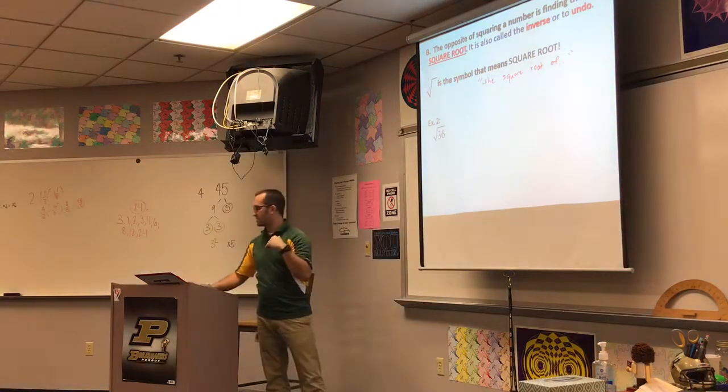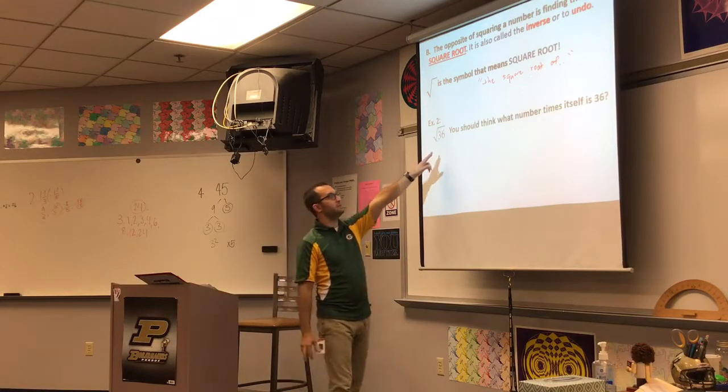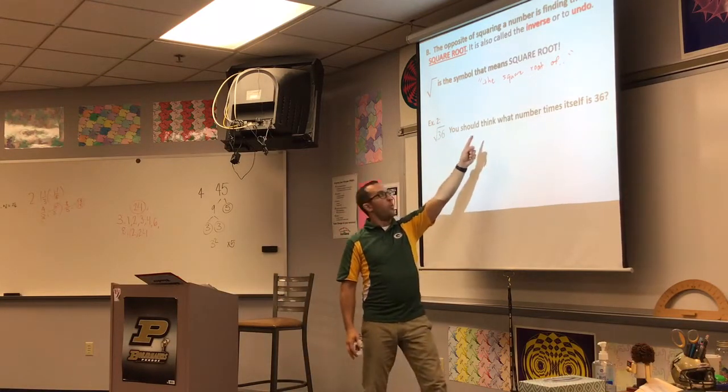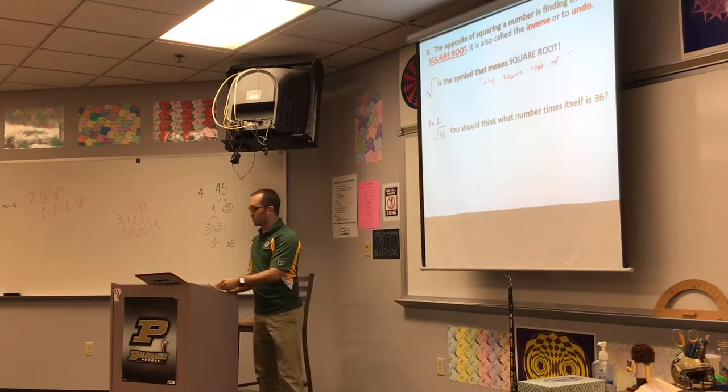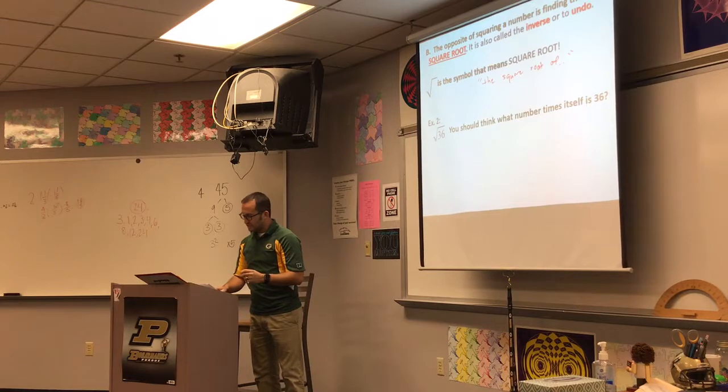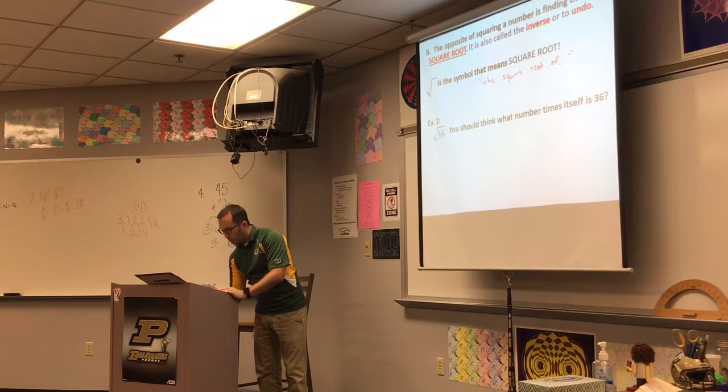And how do we know that? Well, there's a thinking process behind it. You should think about this: what number times itself is 36? That is what the square root is asking. This is an important question. You should think, what number times itself is 36? That's important.